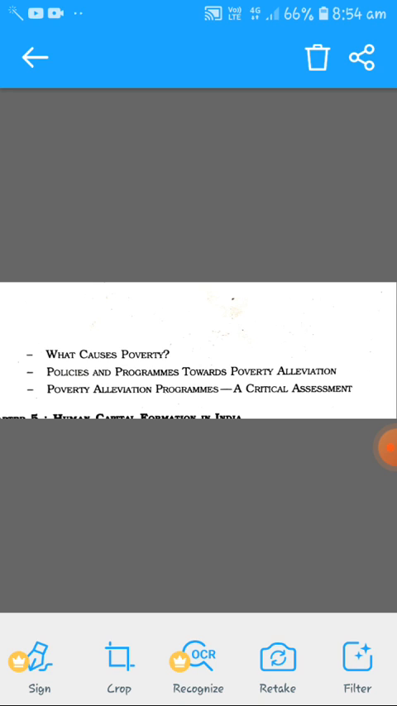Next, policies and programs towards poverty alleviation. What is poverty alleviation? Alleviation means removal. So the government, from time to time, has introduced many schemes, programs, and policies to remove poverty in a country. Those schemes and programs initiated by the government, we are going to see here in the chapter.